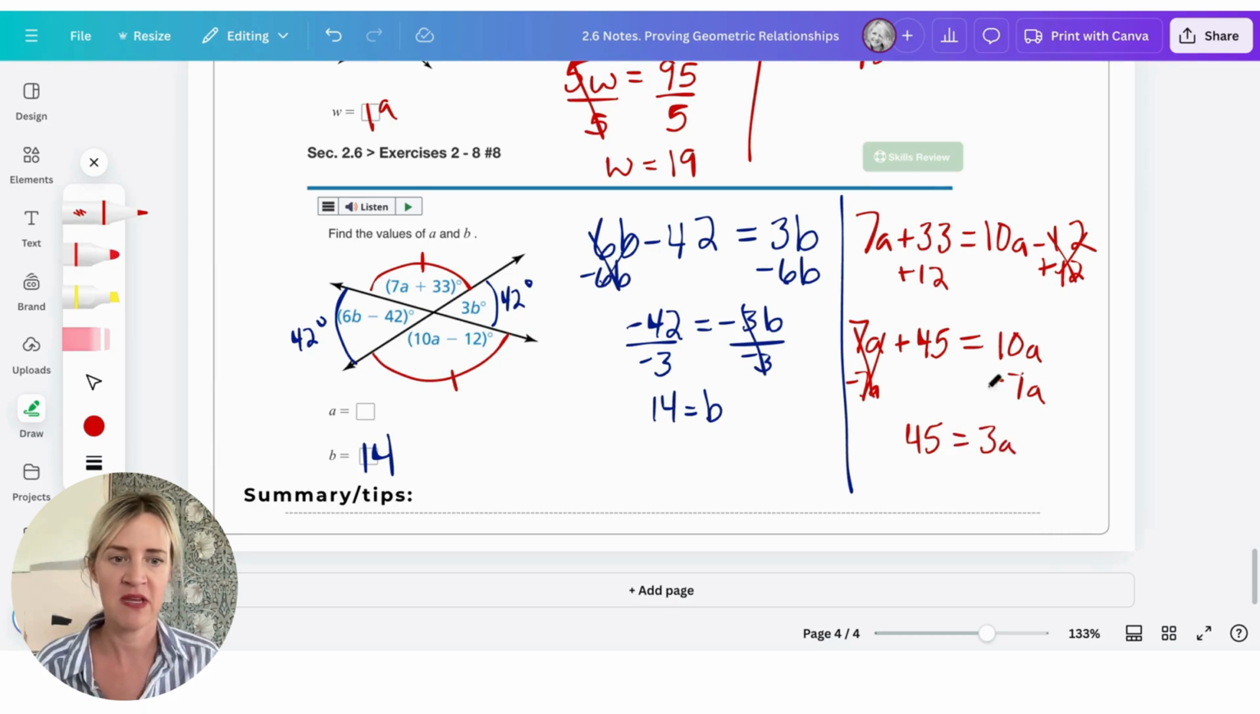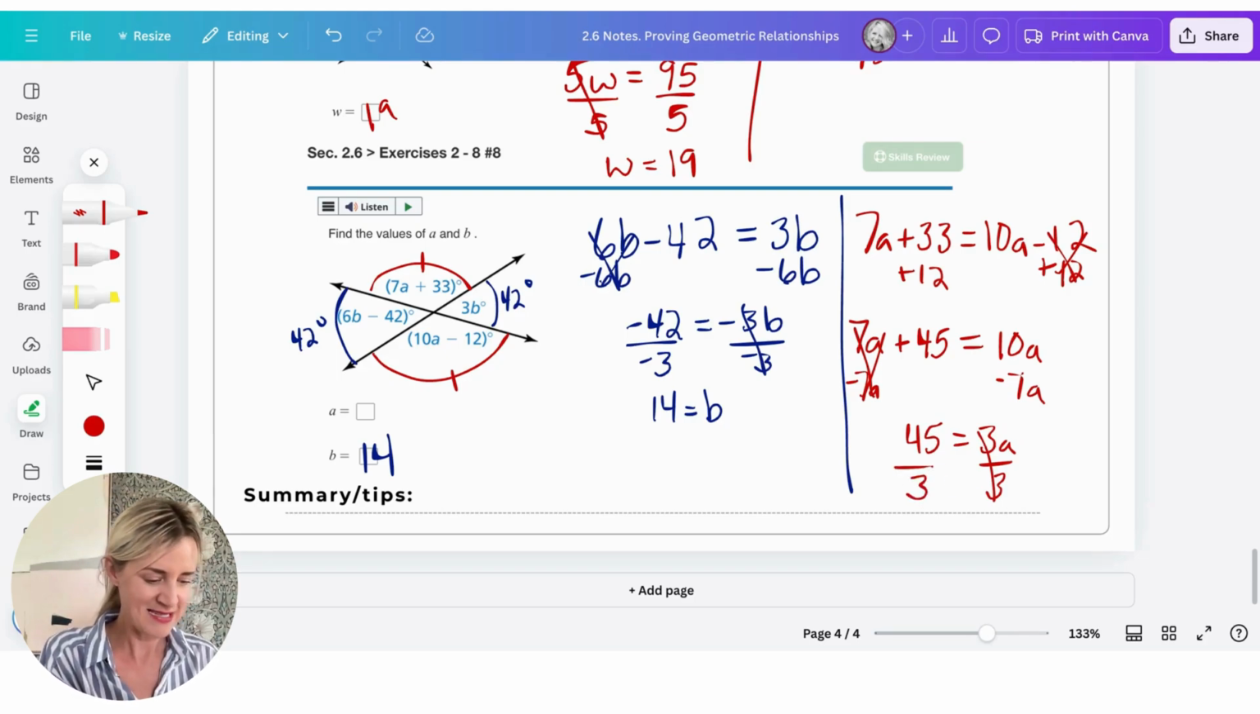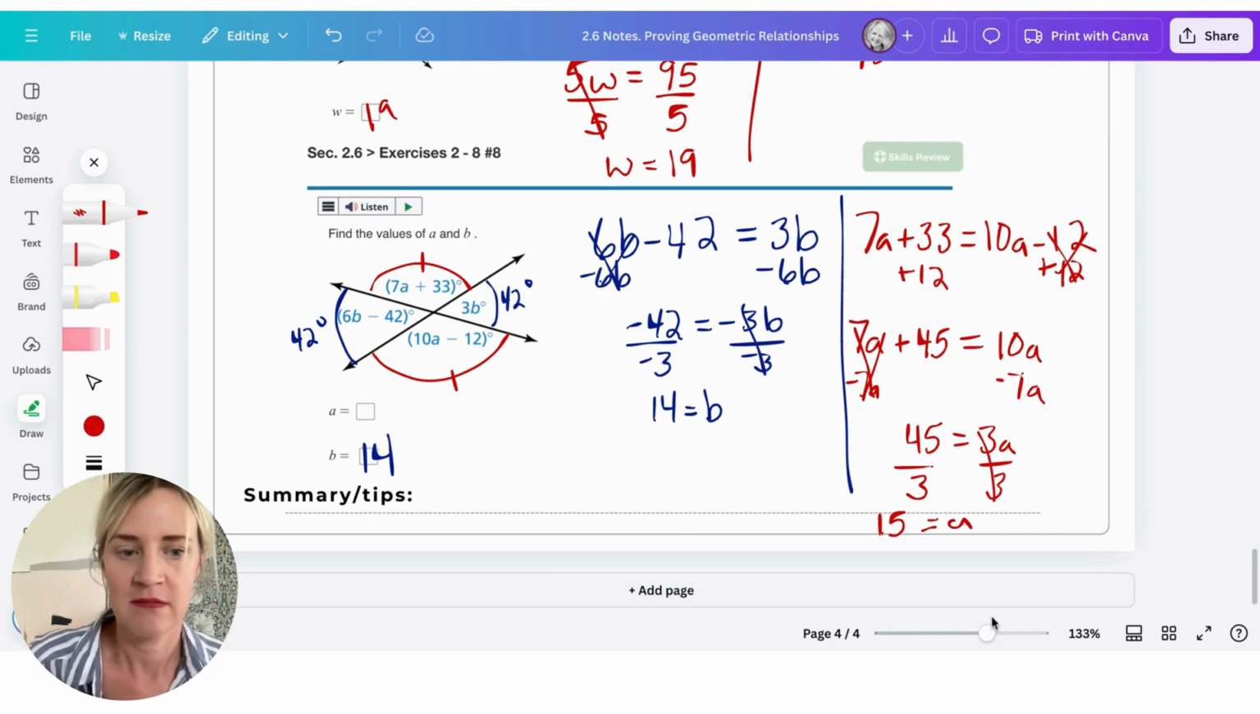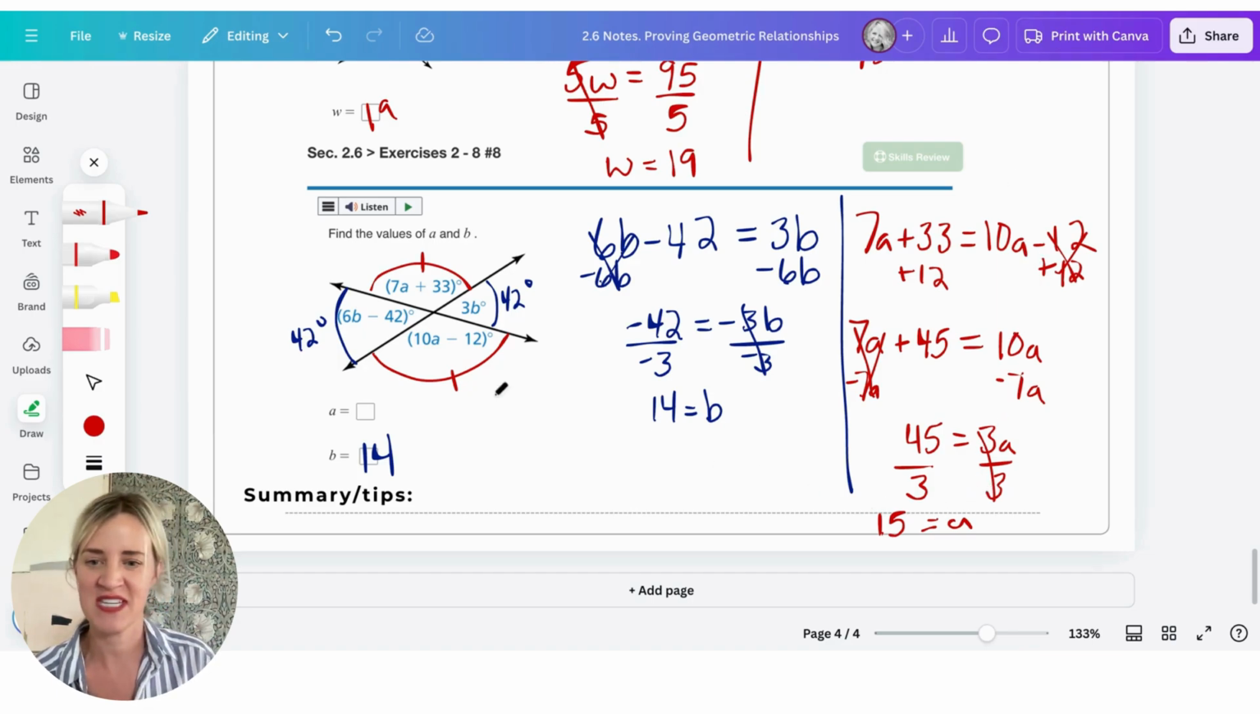Okay, so we got 45 equals 3a. We're going to divide both sides by 3. And yes, I need a calculator for that because I'm hungry. 45 divided by 3, 15. Should know that one. So a equals 15. You can use that symmetric property and flip them. So a is 15, and that's all actually we wanted here was that a was 15.